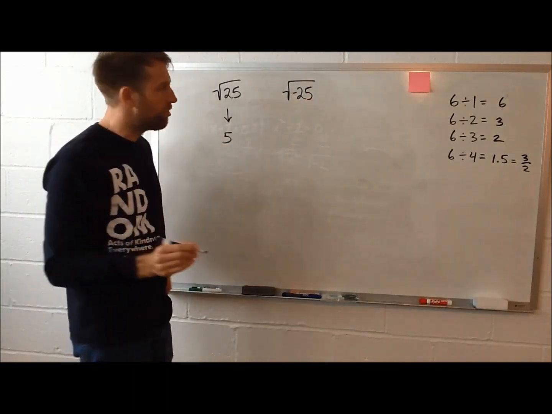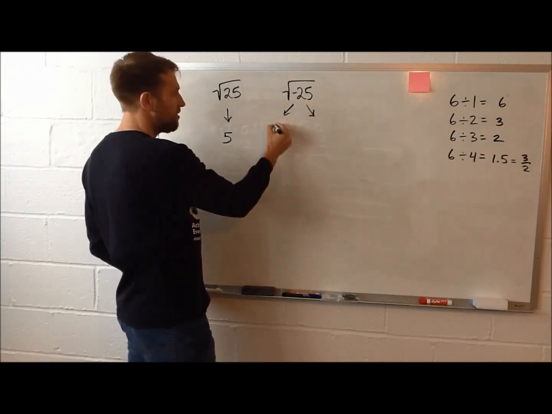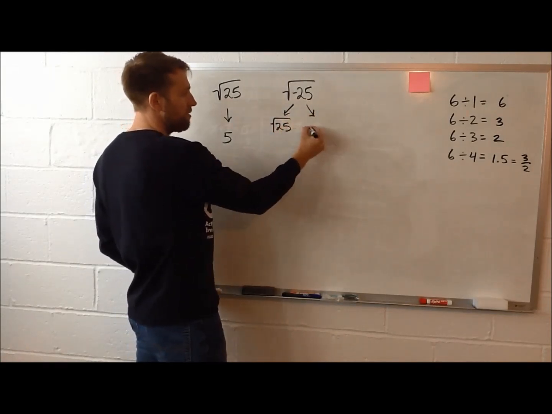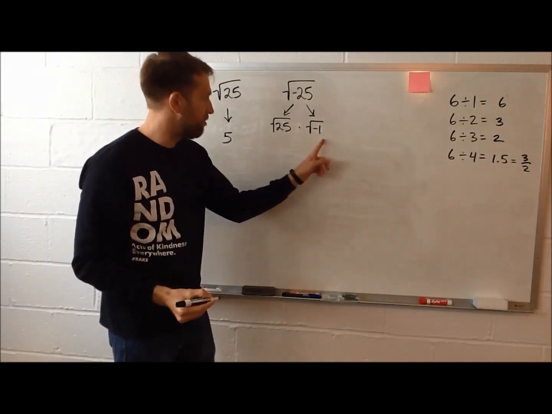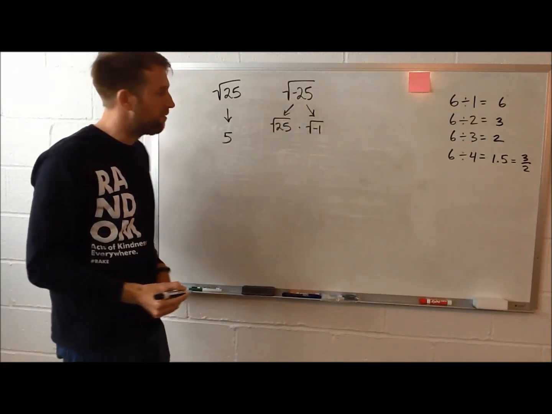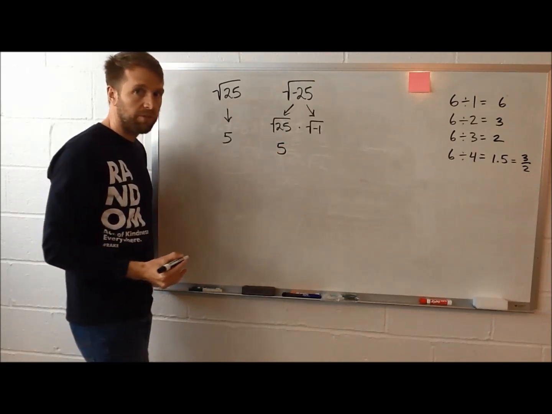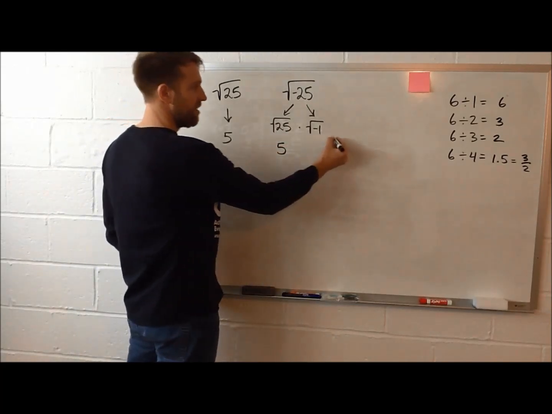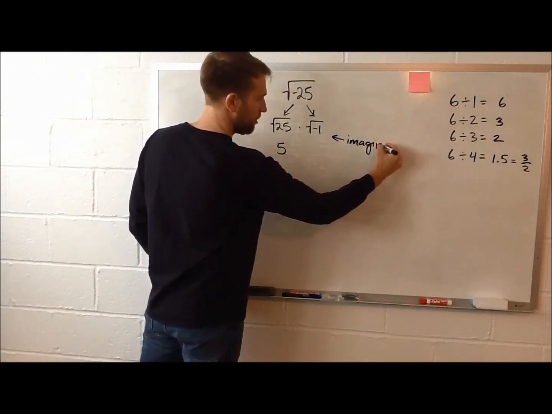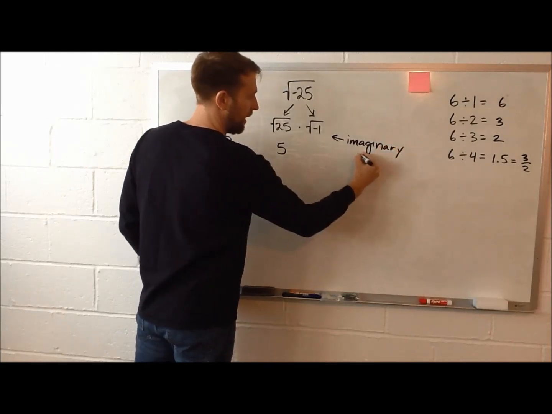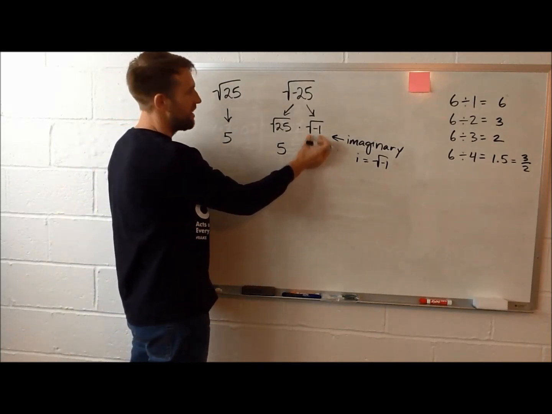Instead of saying no solution, you could say, hey, you know what? Let me break this down real quick. Wouldn't this be the same as the square root of 25 times the square root of negative 1? Right? You multiply 25 times negative 1, you get negative 25. So we know the square root of 25 is 5, and this is that number that is imaginary. So they call i the square root of negative 1.